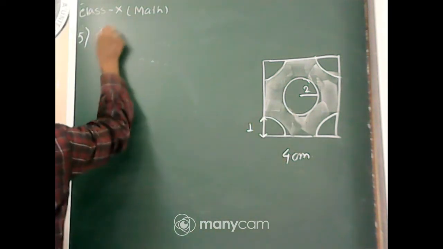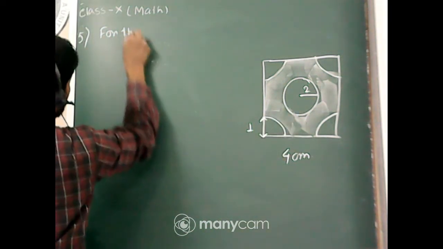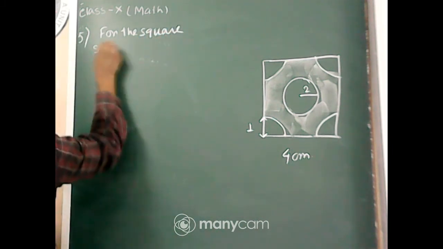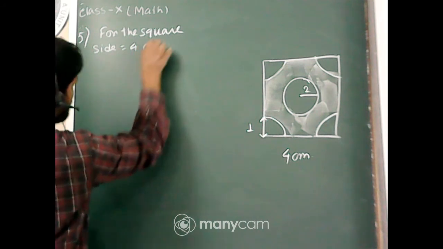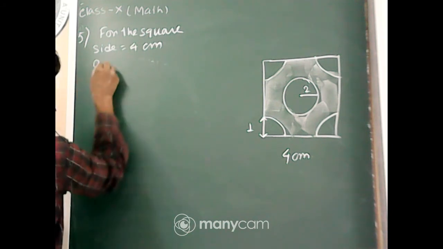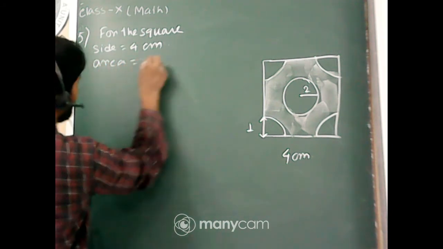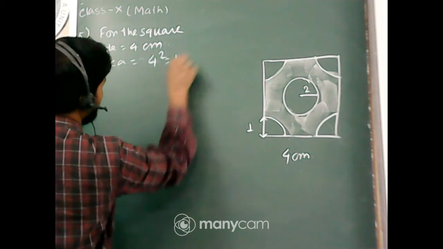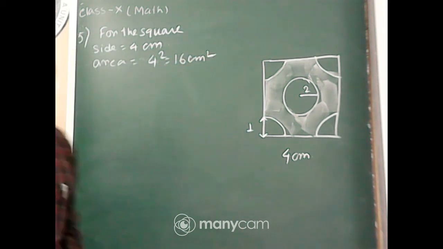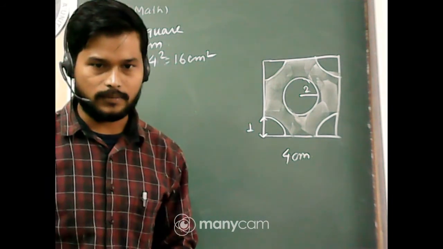So for the square, side is given as 4 centimeter. So the area will be side square, that is equal to 16 centimeter square.